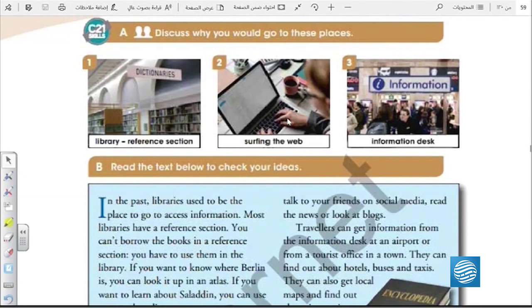Library, reference sections. A library is a place where we read books, and the reference section is the place where you only take the book from the shelf and you sit in the library and read it. Don't check it out. Okay?